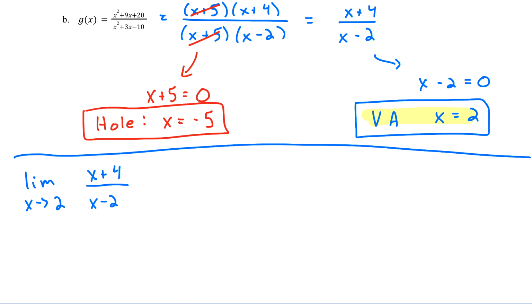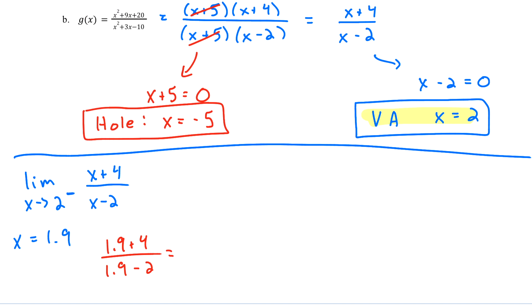Because we're doing a left-handed limit, and I forgot to say we're doing a left-handed limit here, I'm going to take a number that's close to 2 on the left-hand side. So I might take x equals, how about 1.9? I'm going to plug that into my function and see what we get. So if I take 1.9 plus 4 divided by 1.9 minus 2, it's only the signs that I care about here.